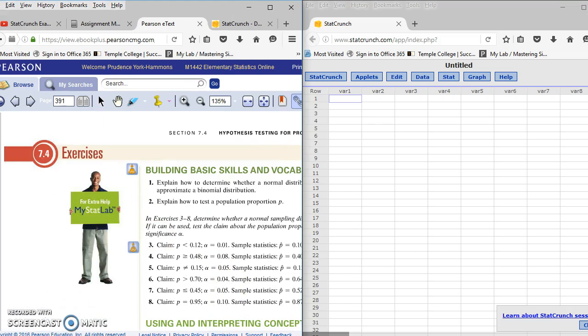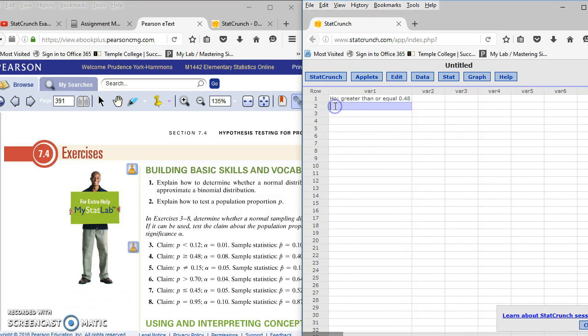See if we can see it a little better. So for number 4, the claim is that p is greater than or equal to 0.48. Well, since it has the greater than or equal to, I know that that is my null hypothesis. So I'll go ahead and open that out so you can see the entire hypothesis. Now, the complement to that would be HA.